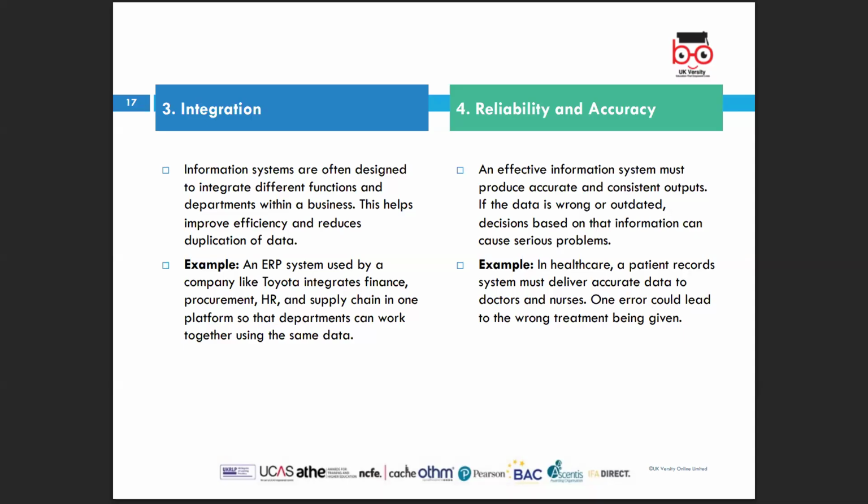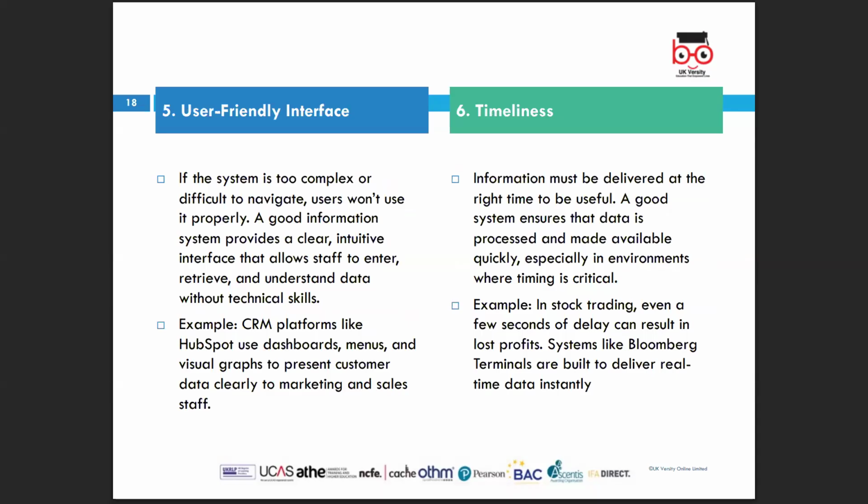Also, we have reliability and accuracy, where an effective information system must produce accurate and consistent output. If the data is wrong or outdated, decisions based on that information can cause serious issues for the organization.